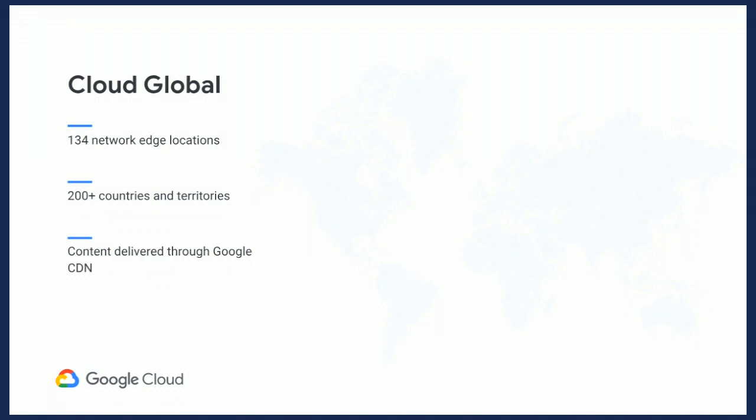So this is what basically comprises the Google Global Network, with 134 network edge locations, presence in over 200 countries and territories, and content delivered through Google CDN. You get access to the same functionality that also powers the rest of Google services like Search, Maps, Gmail, and YouTube.